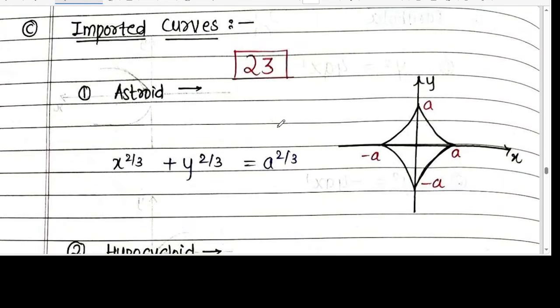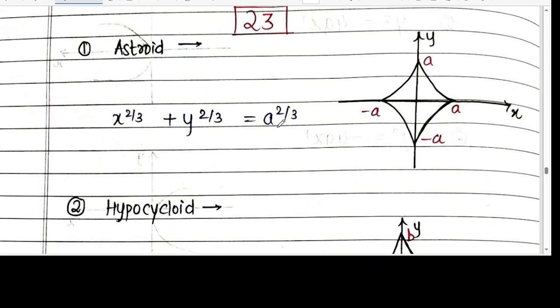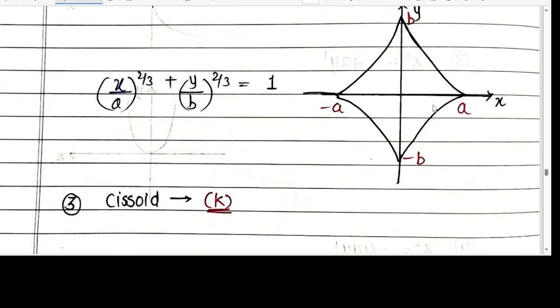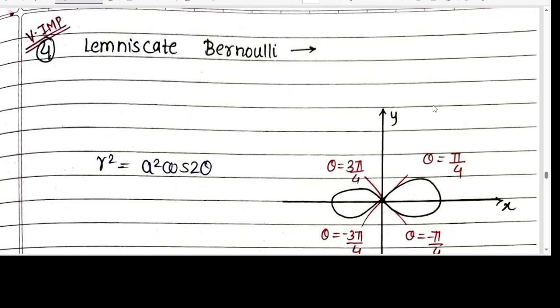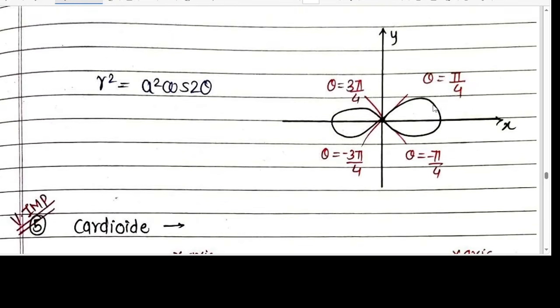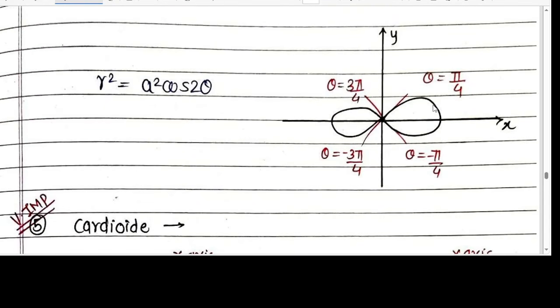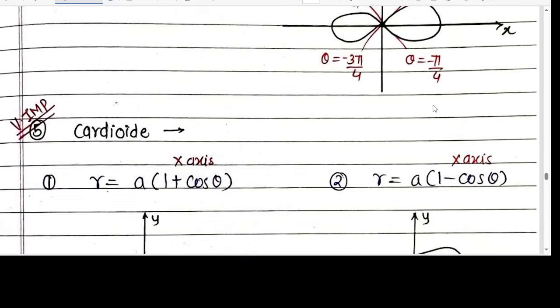So these are the important curves, which is the asteroid. Sometimes they may ask to find the length and all. So x raised to 2 by 3 plus y raised to 2 by 3 is equal to a raised to 2 by 3. This is the asteroid curve, and this distance is a here. Okay, this is a symmetric figure. Lemniscate is also there. R square is equal to a square cos of 2 theta. This is like an infinity symbol.